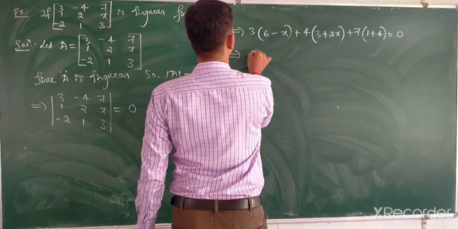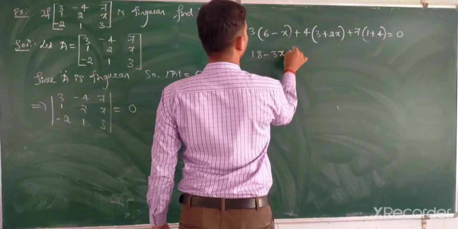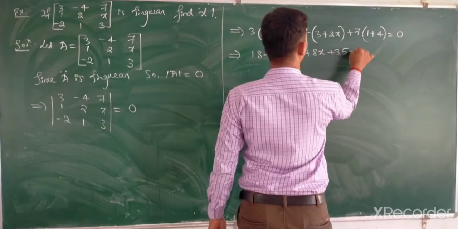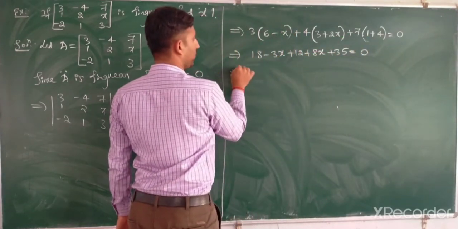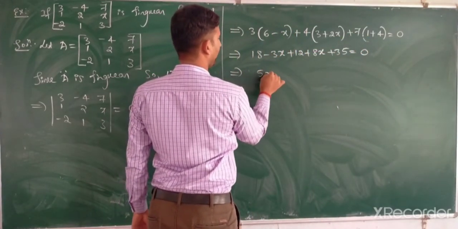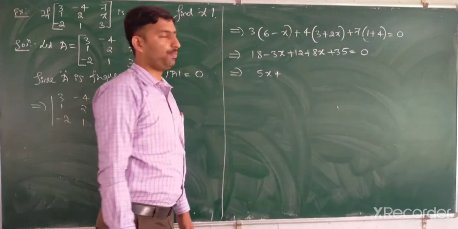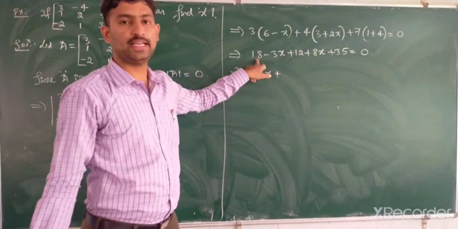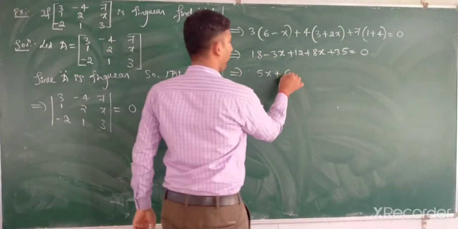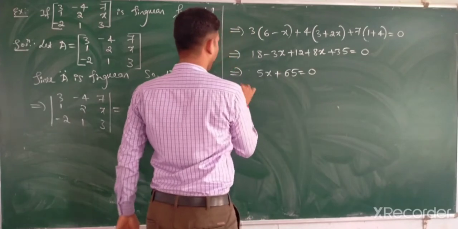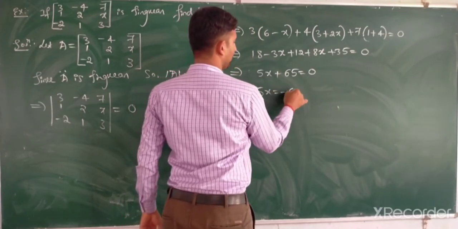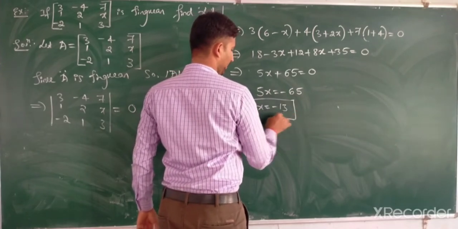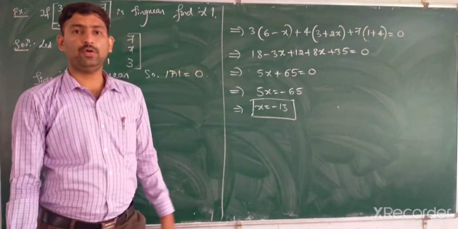Which implies 18 minus 3x plus 12 plus 8x plus 35, which is equal to 0. Which implies what are the values? 8x minus 3x is 5x, plus 35 plus 12, 47, 47 plus 18, 65, which is equal to 0. Which implies 5x is equal to minus 65, which implies x is equal to minus 13.